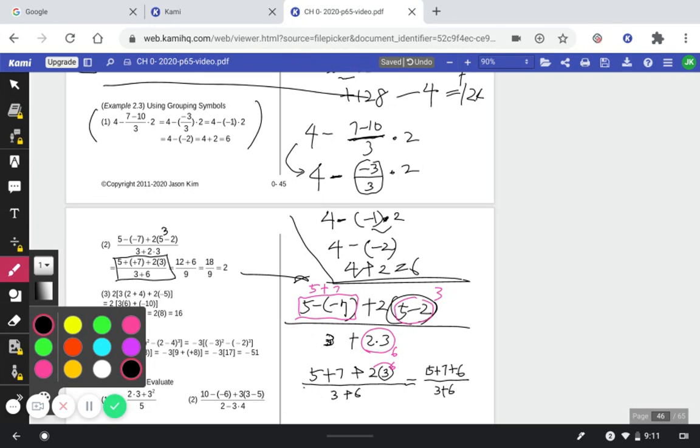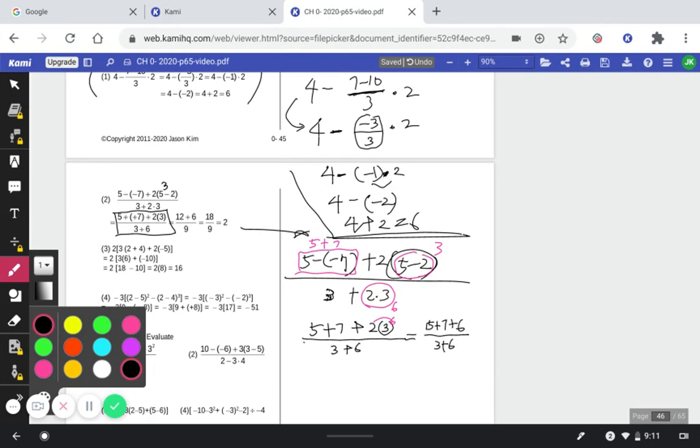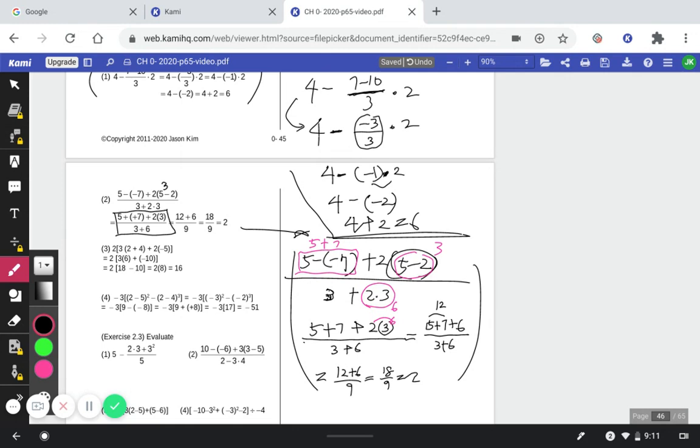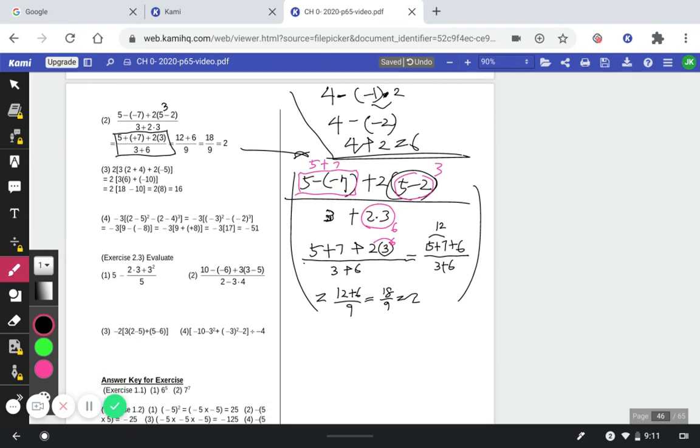So 5 plus 7 is 12, 12 plus 6 is 18, so you end up with 18 divided by 9, which is 2. So this is the most step-by-step solution of number 2. Now number 3.